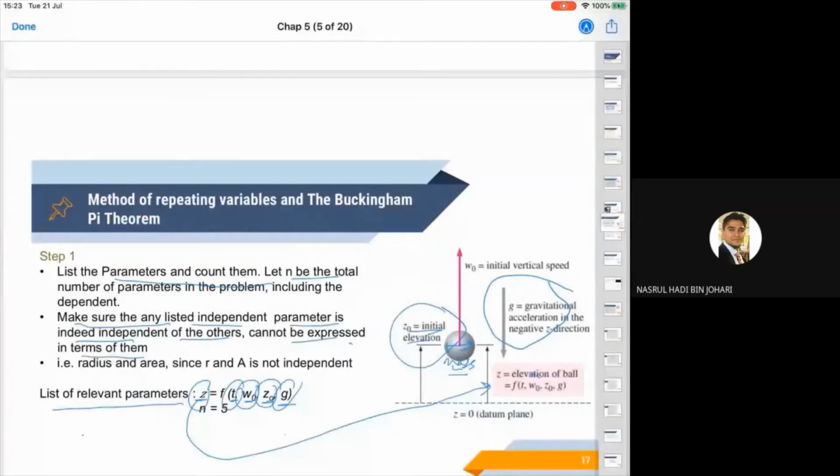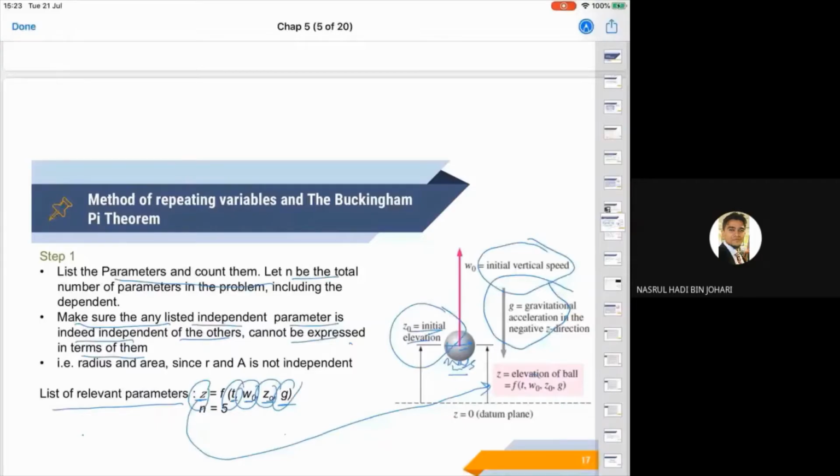Sorry, it has vertical speed. Why is vertical speed included in the analysis? Because when you have vertical speed, it really depends on the mass of the ball. After the ball touches the surface of the floor, it will bounce back into the air, and then we will see the elevation of the ball noted by z. Okay, so we list down everything.